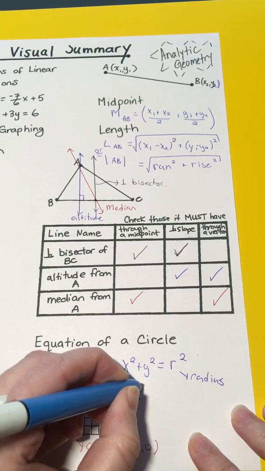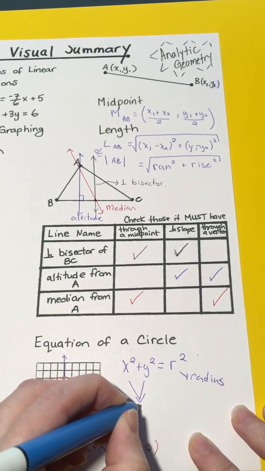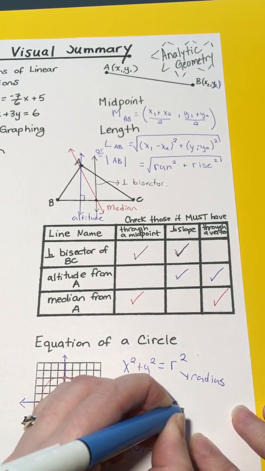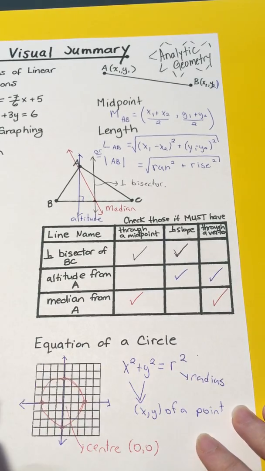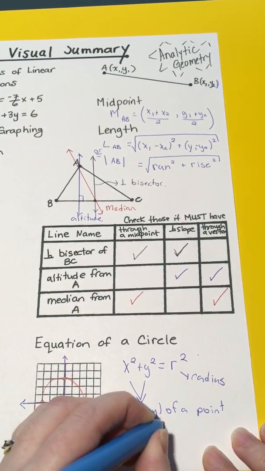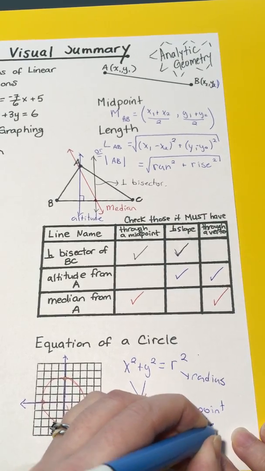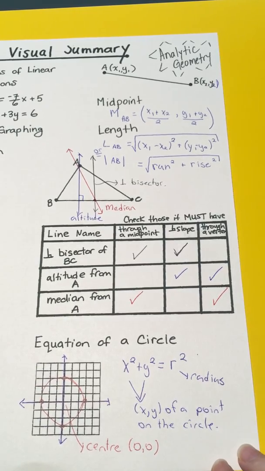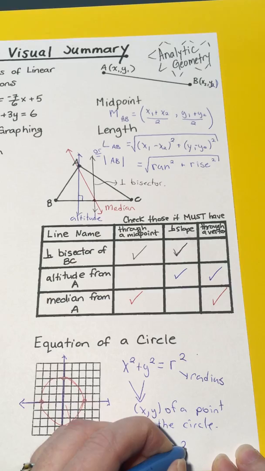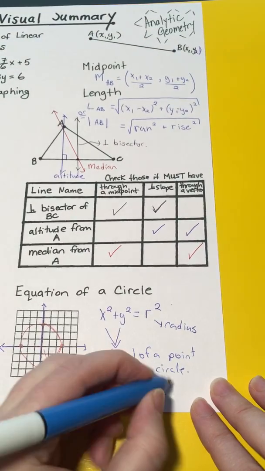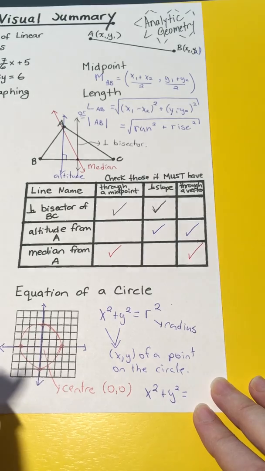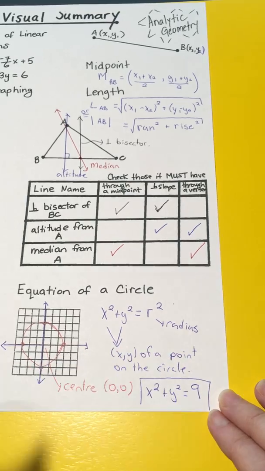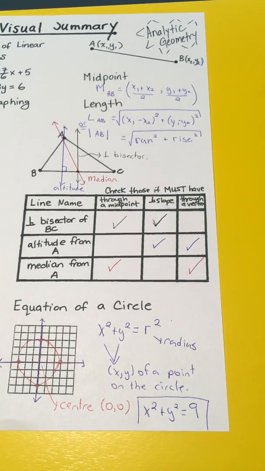Okay, so this is the radius. This would be the coordinate of a point. So x, y of a point on the circle. Okay, so for example, for this one, our radius is 3, so our equation for this one would be x squared plus y squared equals 3 squared, which is 9. Okay, and so that's really a summary of what we've done.